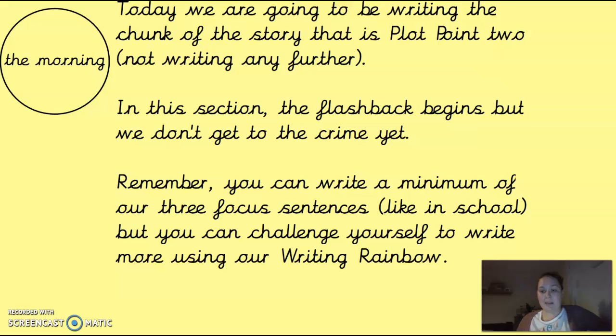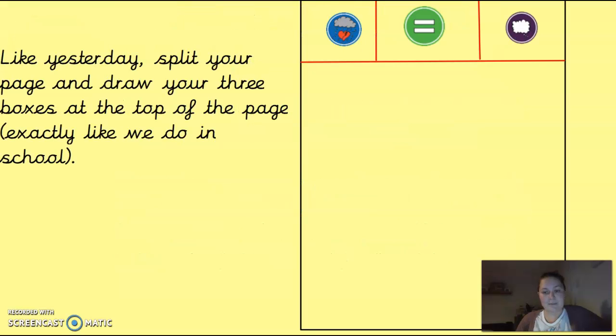Okay, so we're flashing back. It's the morning of the crime, but we don't get to the crime yet. Remember, just like when we do this in school, you're going to have a minimum of 3 sentences. There's going to be 3 skills. The bare minimum is 3 sentences in each chunk, but you can challenge yourself to deepen the moment and use another skill from the writing rainbow if you can. Let's have a look at the skills.